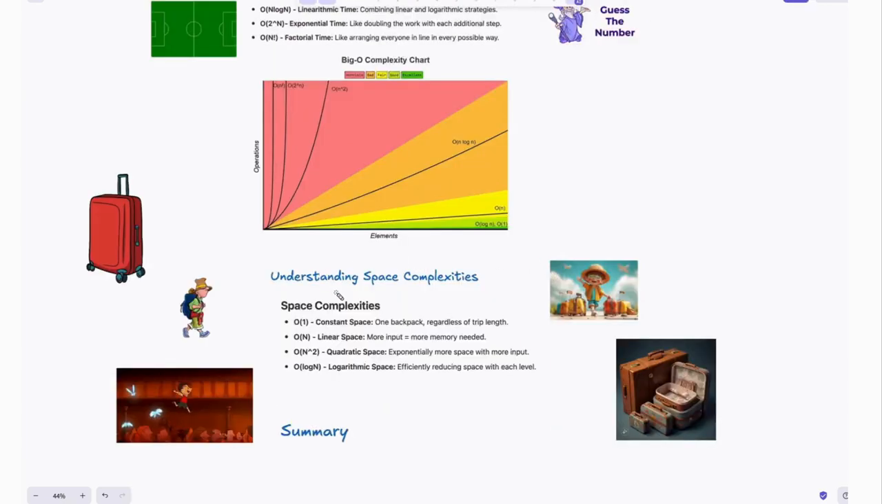Okay, now let's talk about space complexity. Just like time, this is an abstraction to estimate how much memory an algorithm will use. In real life, space complexity is like asking how much space this thing will take up.